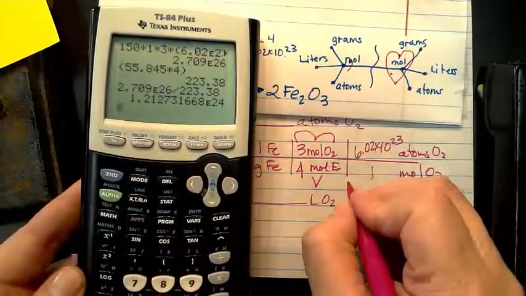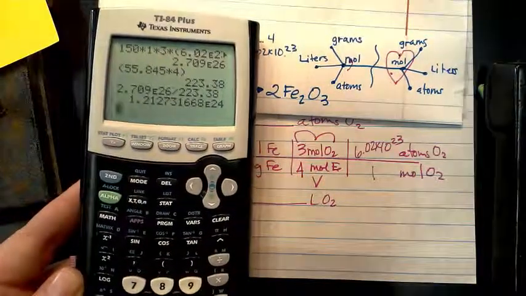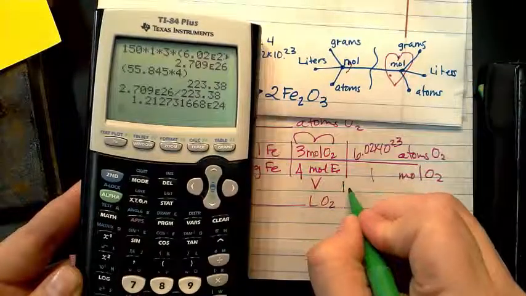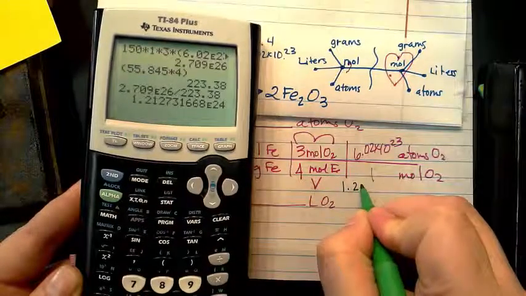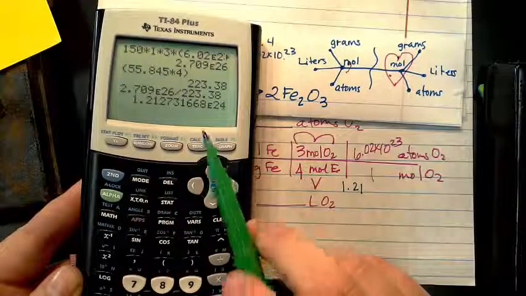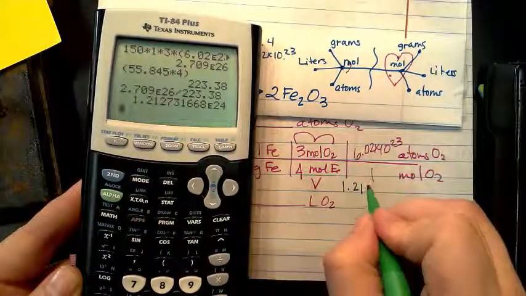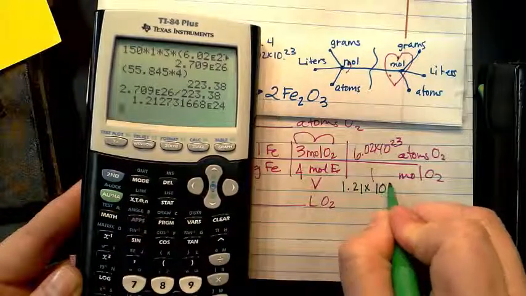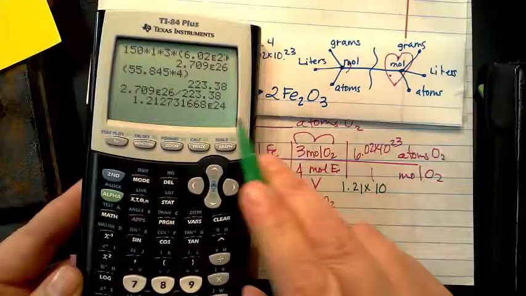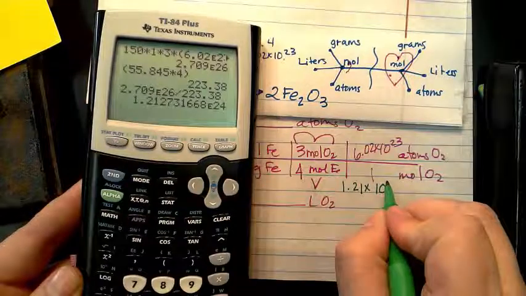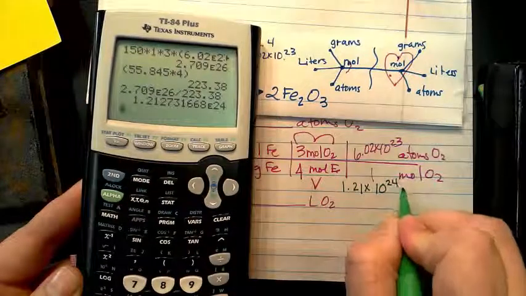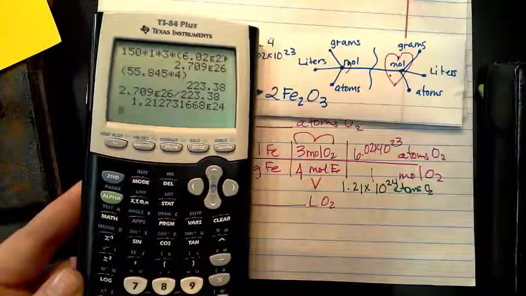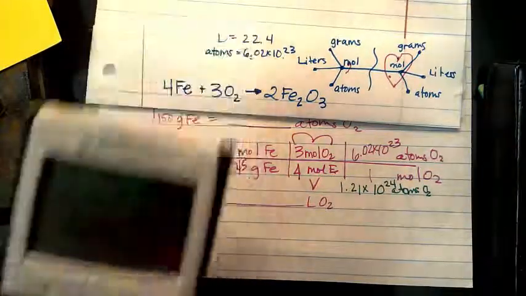The number that I'm going to write down, I'm going to write it down in a different color so you can see it more clearly. I'm going to write down 1.21. And then I'm going to turn that E back into what it stands for, which is times 10. Remember, it goes to the power of, and then there's that 24, so it goes to the power of 24, and it's atoms of O2. Not as hard as it looks.